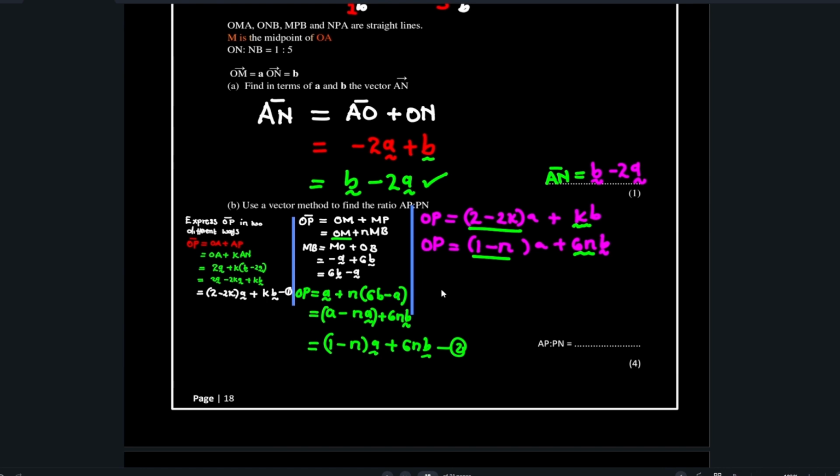By saying that, we have already said that 2 minus 2K equals 1 minus N. From the second part, we have said K equals 6N. So anywhere we have K, we are going to replace it with 6N. And this is going to translate to 2 minus 2 into 6N. And eventually we have an equation we can solve. We put the like terms together.